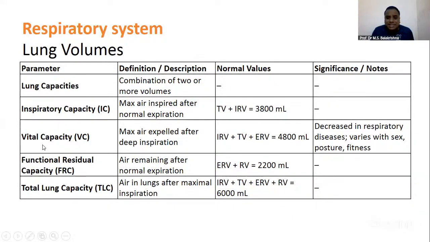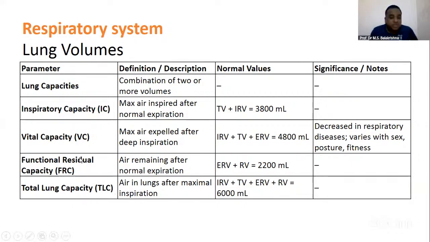Vital capacity is 1 plus 2 plus 3, T plus I plus E. I hope you're understanding what I am telling. It's a shortcut method I am giving. So it is T plus I plus E, equivalent to 4800 ml. What is the significance of vital capacity? It is decreased in respiratory diseases. If someone is having a lung problem or not, how to know it? By doing all these lung volumes and capacities, the vital capacity will be drastically low. That indicates some problem is there.